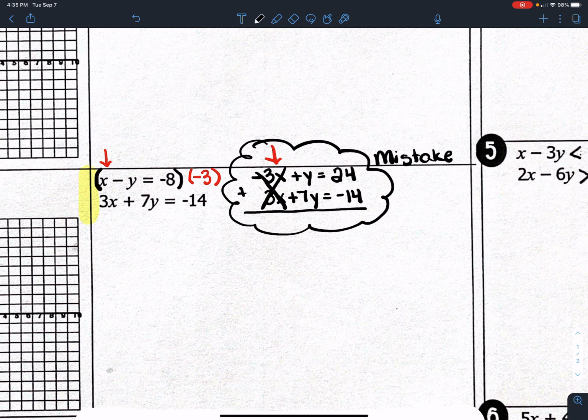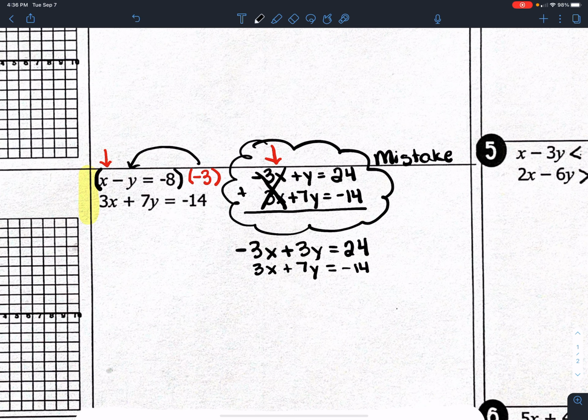All right. Really what I should have is negative 3x plus 3y, because this negative times that negative is a positive, and then I have 3 times y is equal to 24. Okay, so I want you guys to see where I made that mistake. So if you can go back and correct that, please do. The second equation I don't need to change. So that's 3x plus 7y equals negative 14.